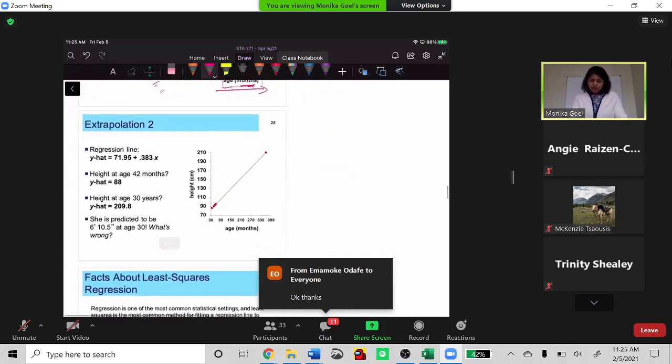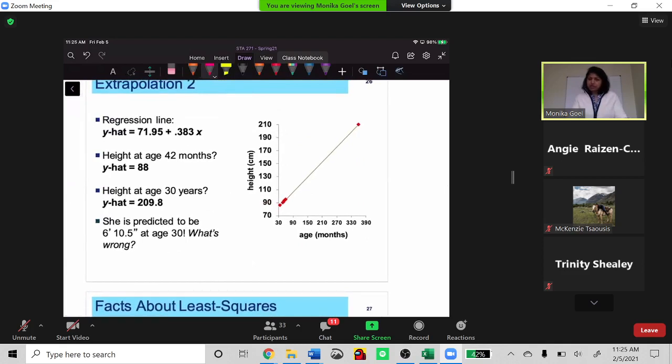So let's look at the equation. The equation is given to us. So y hat is this. This is my intercept. This is my slope, and I can see the sign is positive, which matches the upward trend here, so upward correlation. So now the height at 42 months is this. If you put 42 here and solve, you get this value. And again, height is in centimeters, so 88 centimeters.